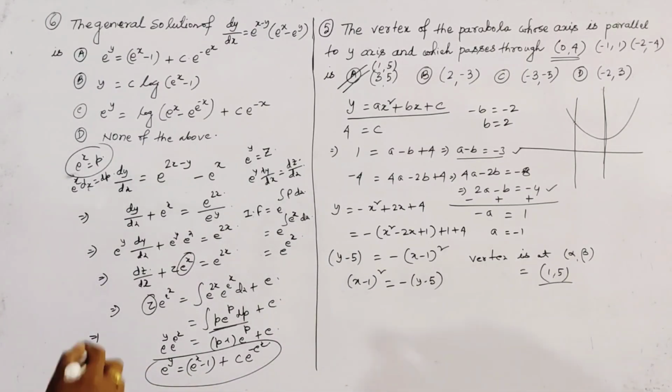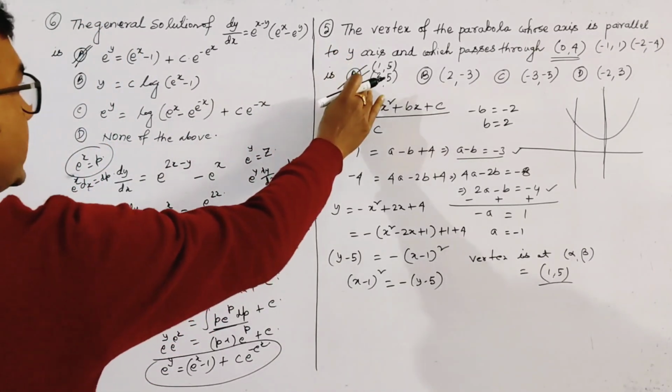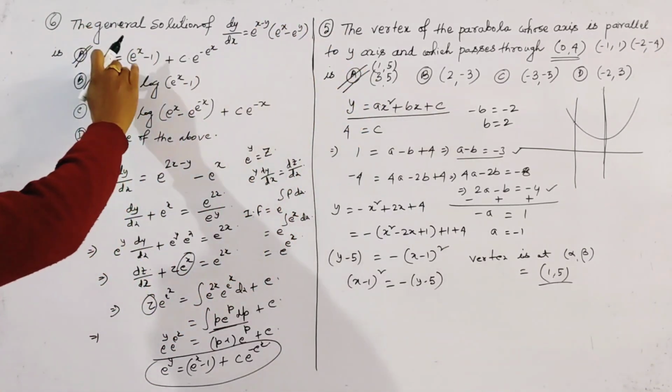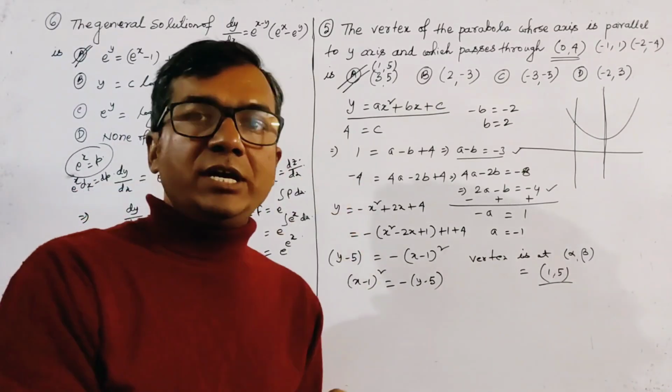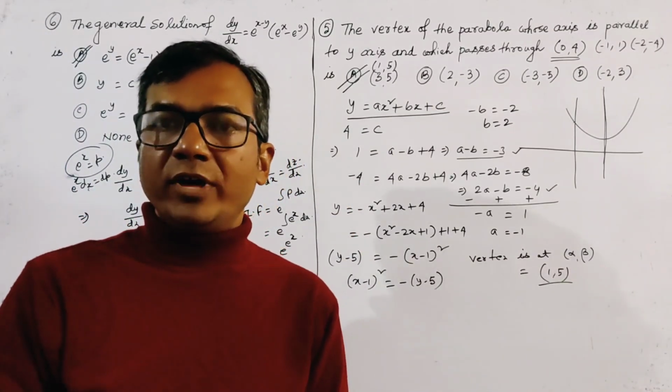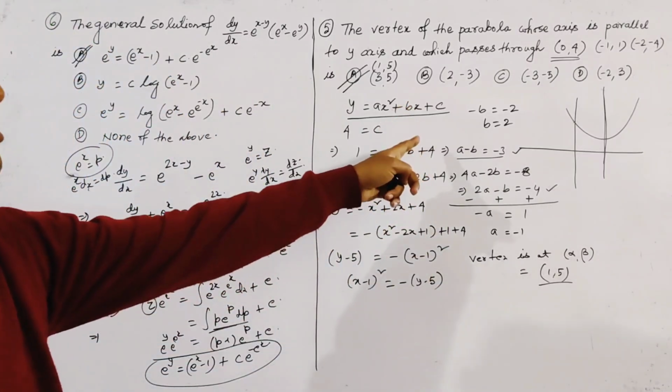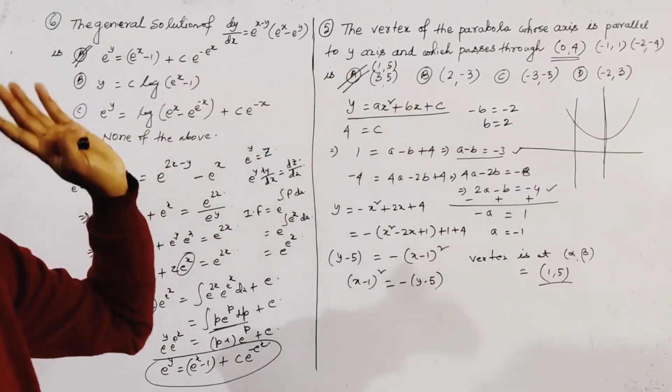So our correct option is option A. So option A is correct here, I think, and here also option A is correct. Okay, these two are very interesting and easy MCQ type problems. This one is from geometry and this one is from ODE.